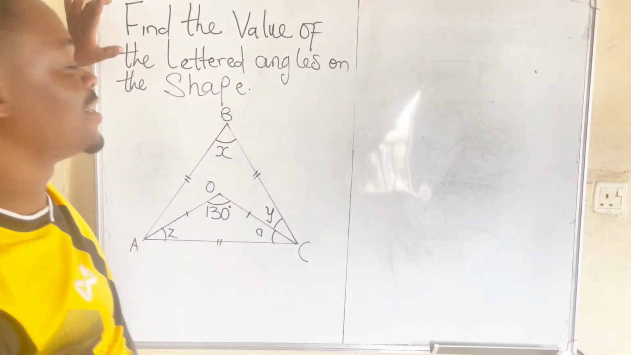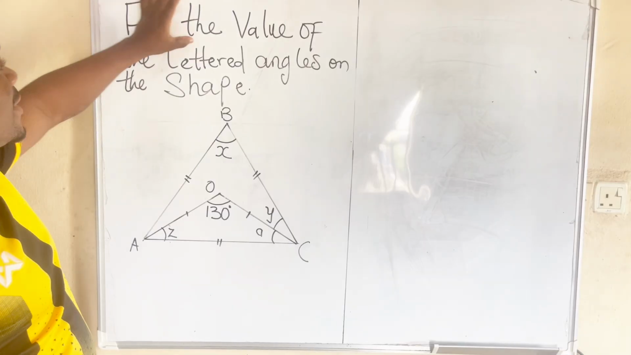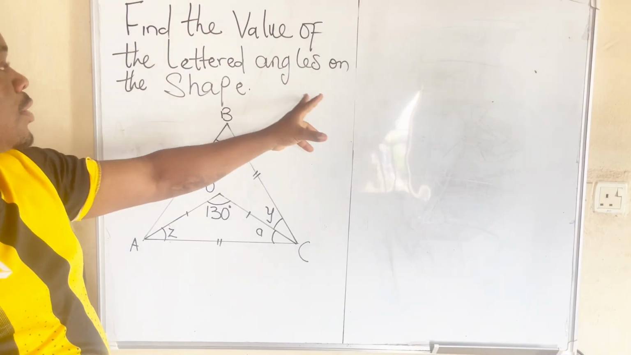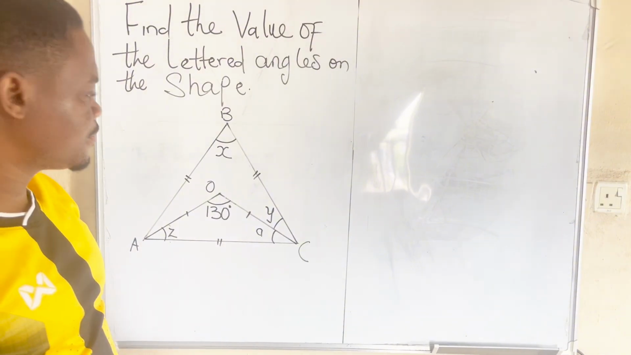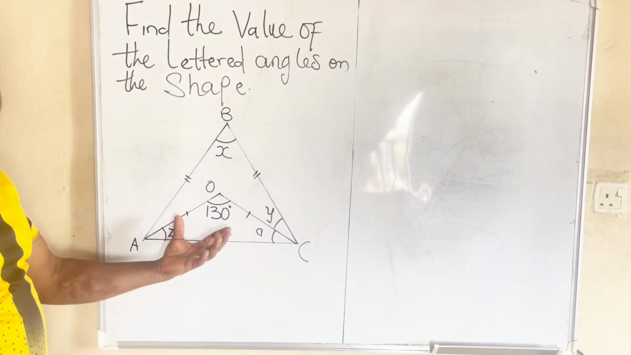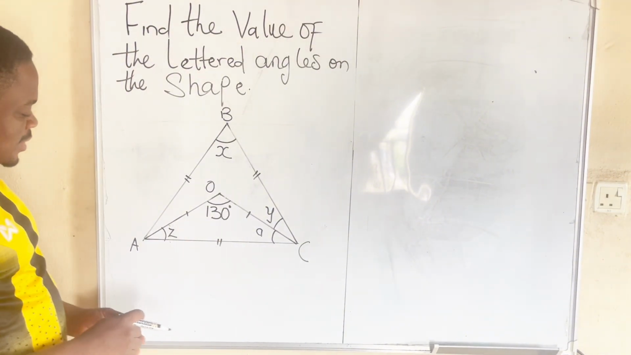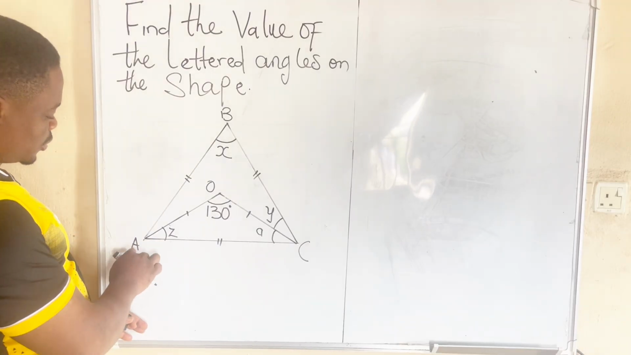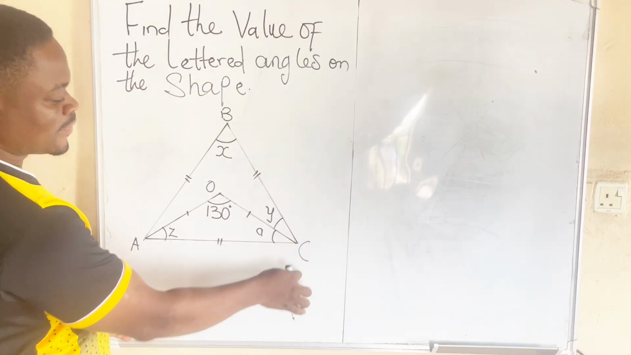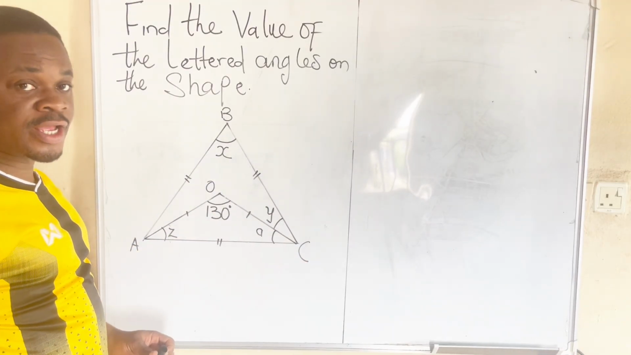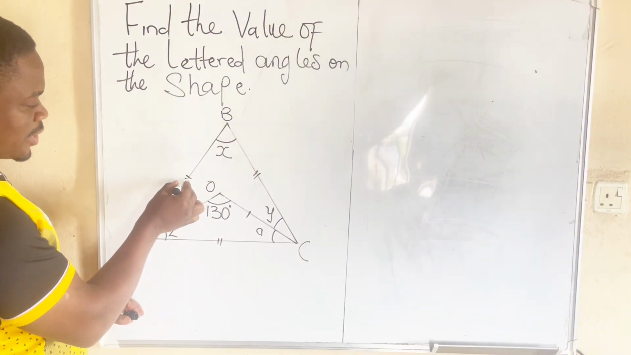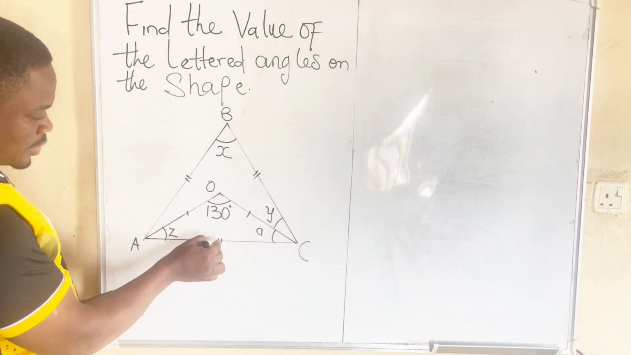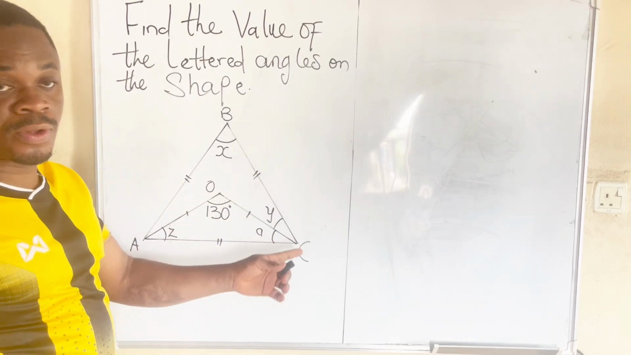The question says, find the value of the related angles on the shape below. So this is the shape. When you look at this shape, you'll find that this triangle ABC is an equilateral triangle because the three sides are equal. The symbol here is what shows that these sides are equal.